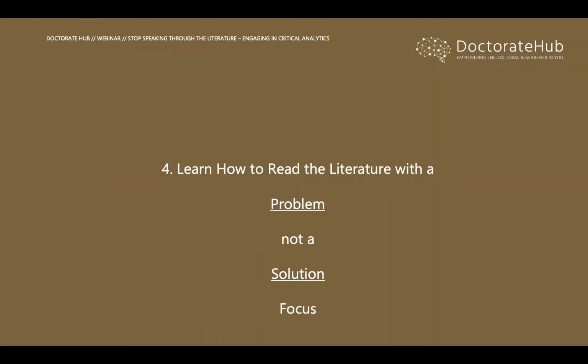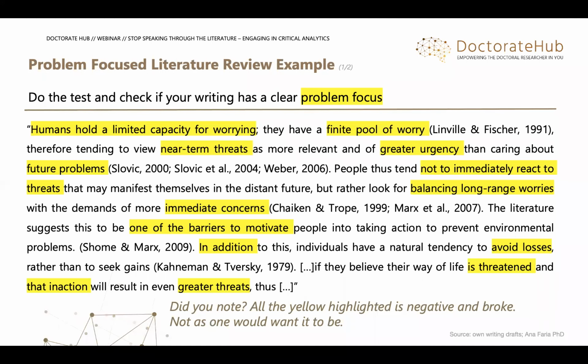Fourth part, learn to read the literature with a problem and not a solution focus. And if you're unsure what the difference is between a problem and a solution, we were running one or two webinars specifically on that matter, so take a look at that. Problem-focused literature review example here.